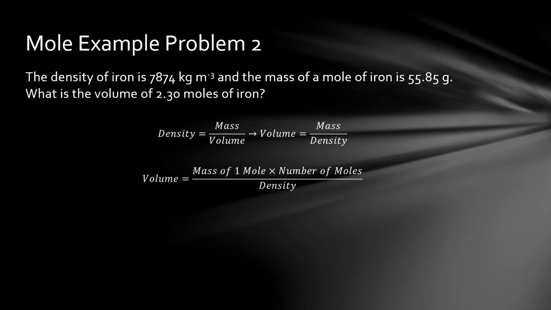What we need to do is figure out what is the total mass of 2.30 moles of iron. So we take the mass of 1 mole of iron and we multiply it by the number of moles. And that will tell us the total mass. So the mass of 1 mole is 0.05585 kilograms. Notice I had to convert that into kilograms in order for this to work. And then I'm going to multiply that by 2.30 moles, and then I will divide it by the density, which is 7,874 kilograms per meter cubed. And I get that the volume of 2.3 moles of iron is 1.63 times 10 to the negative 5th meters cubed.